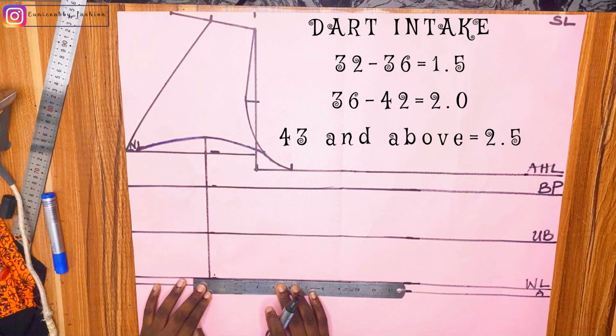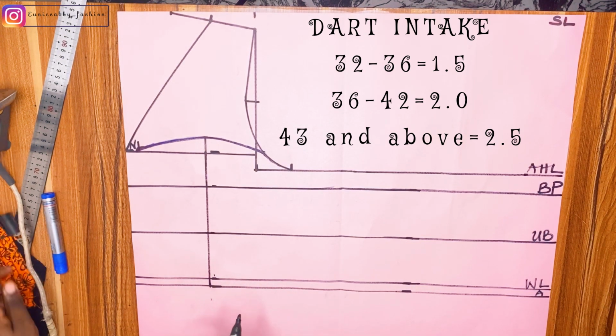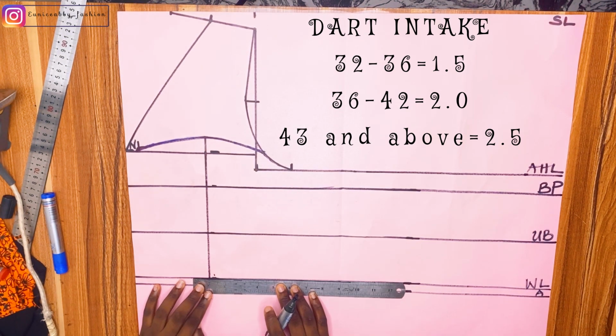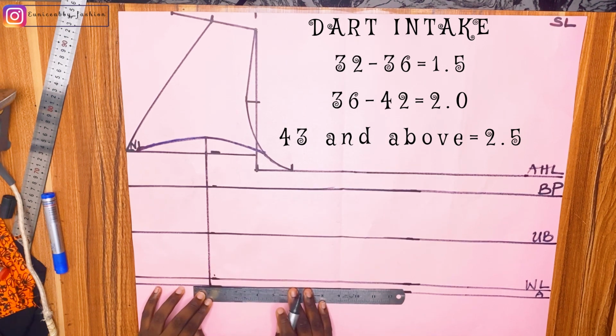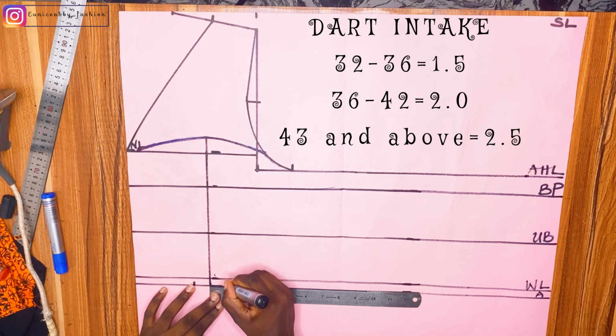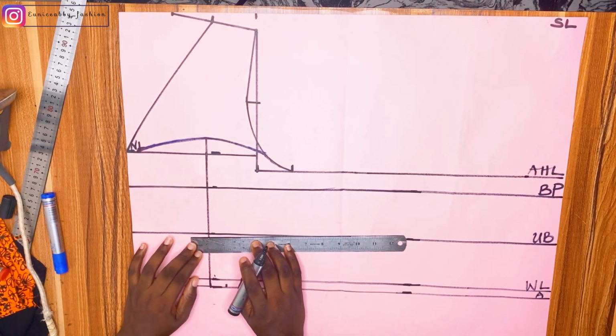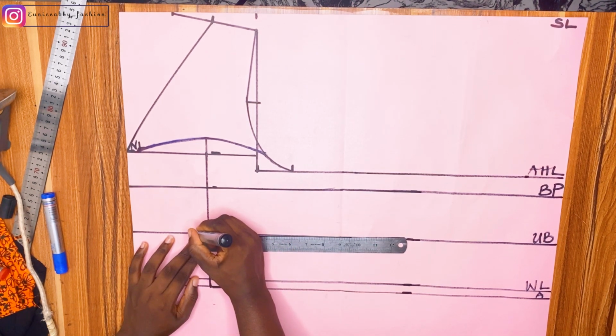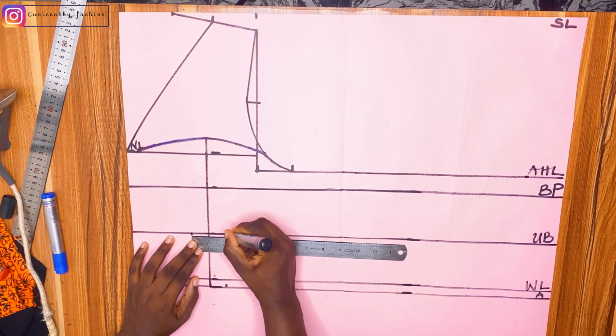On the waistline, I'm going to take 1 inch on both sides. The same way you see me doing, I'm going to mark 1 inch towards the center front and the second 1 inch towards the side front area. I marked the same thing on the under bust area as well, and I will go ahead and connect them.